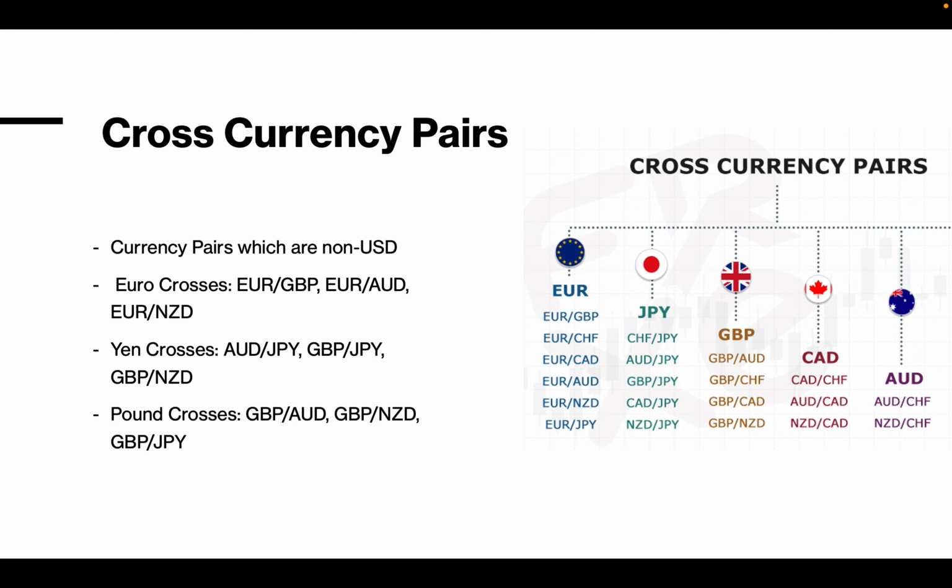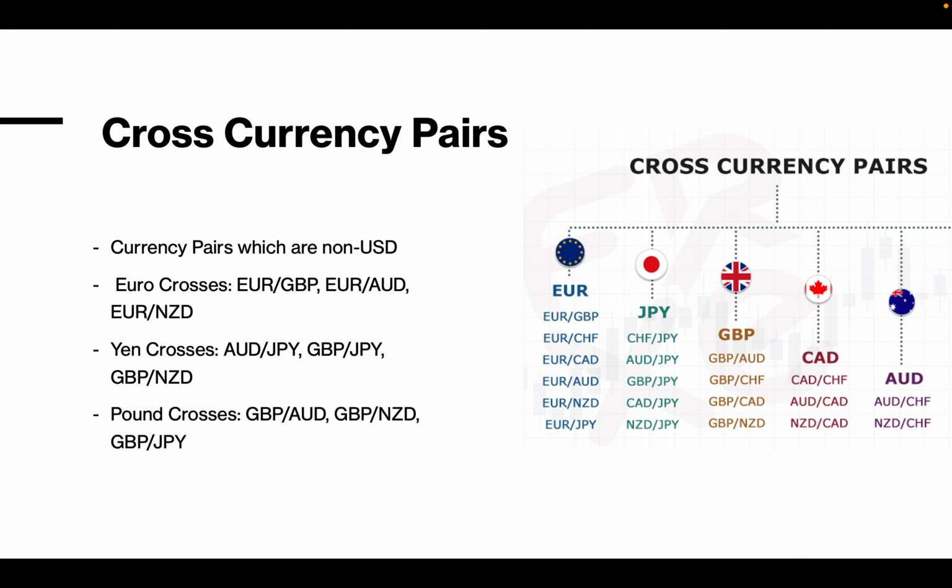And then you got your cross-currency pairs. These are called cross-currency pairs because these are currency pairs which are non-USD. And mind you, like I said, the United States dollar is the number one currency in the world, so therefore it's the number one traded currency. Cross-currency pairs are a country's currency value against another country's currency, which does not include the United States dollar, so therefore it would be considered a cross-currency pair.